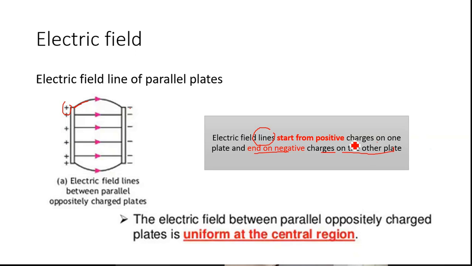And then let's see the central region. The electric field between parallel positive and negative plates is uniform at the central region. Uniform.